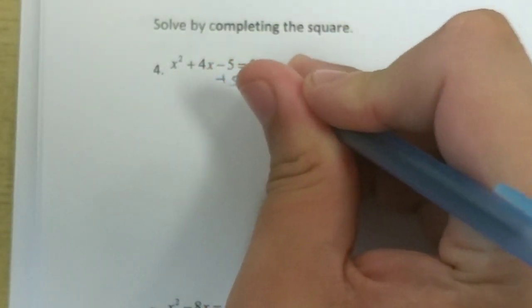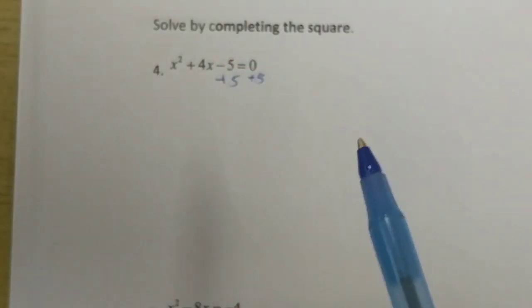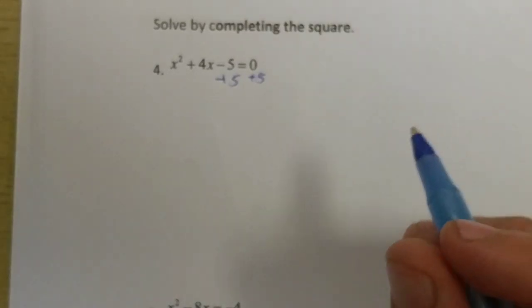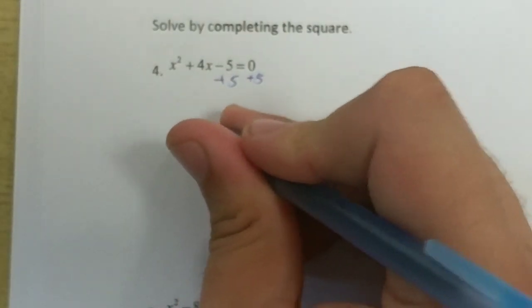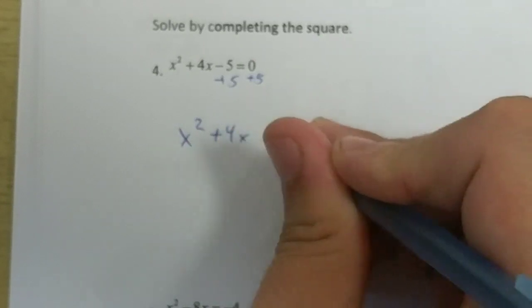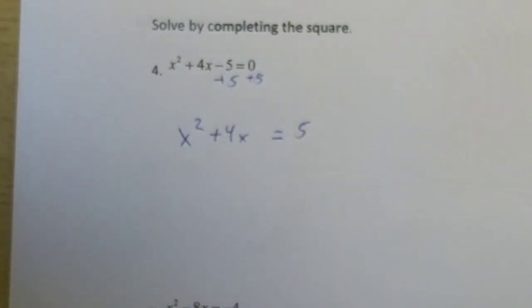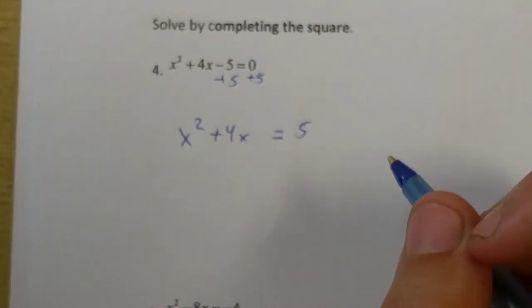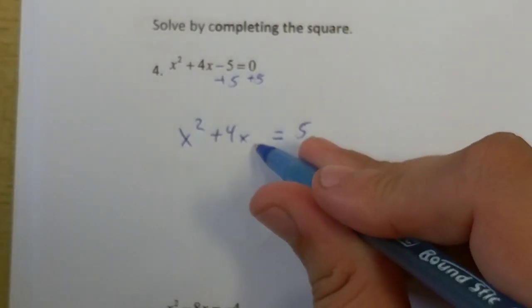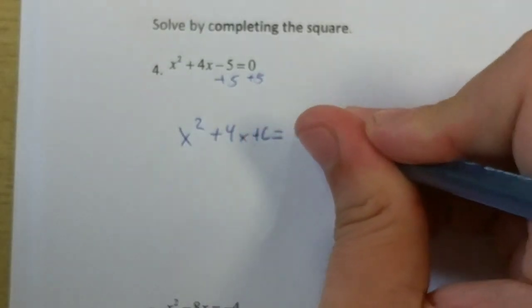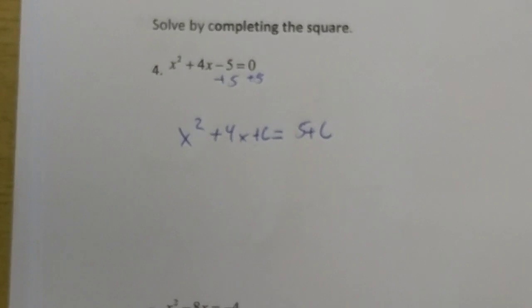Plus 5, plus 5. I'm going to get my x's all by itself first. When you're doing complete the square, you want to get the x's all by itself. So x squared plus 4x equals positive 5, because there's 5 on the other side. Now what's really important to know is I left a blank here for a reason. What I'm going to do is add c to both sides. And I'm hoping that someone watching this, when you see the add c, that reminds you of something.